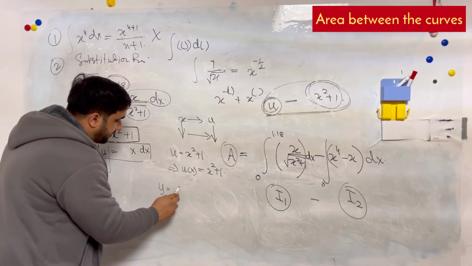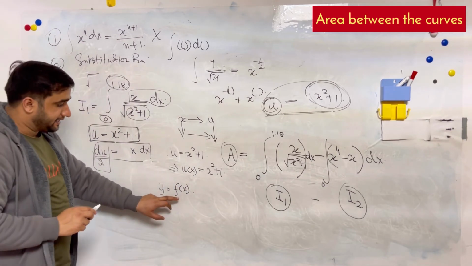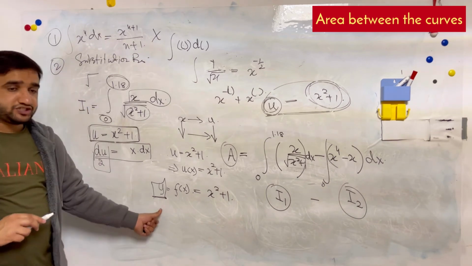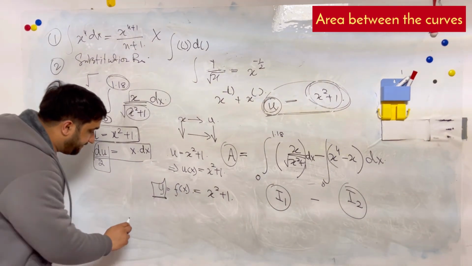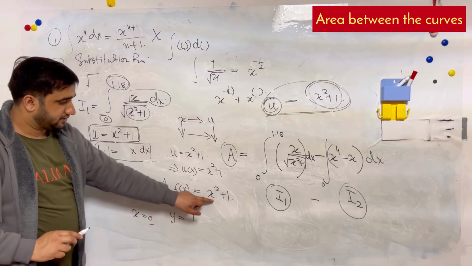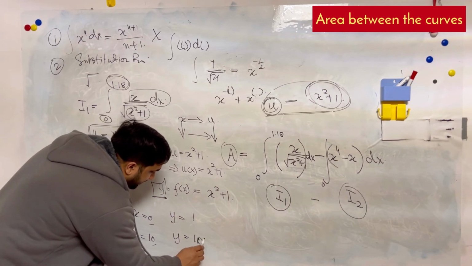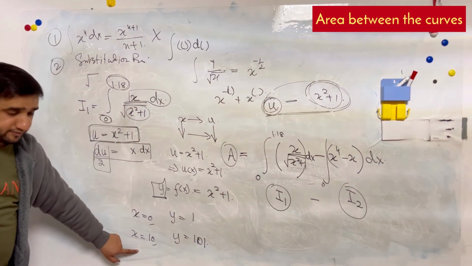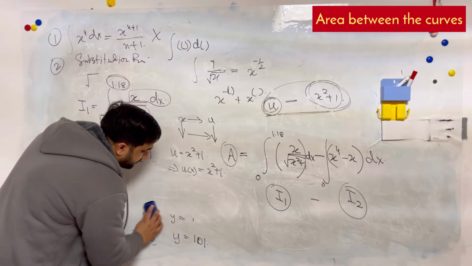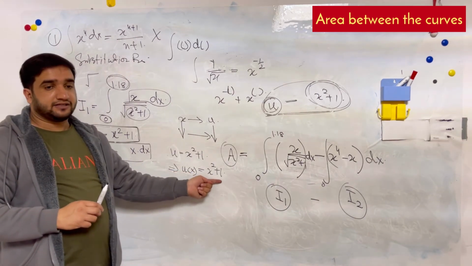Similarly, when you say your function y is equal to f of x, it means y, or your function f, is dependent on x. When you write x square plus 1, it means the value of y will change when you change the value of x. If x is equal to 0, then the value of y will be 1. When x is equal to 10, the value of y will be 101. So when you change the value of x, the value of y is changing. That is the same case here. We have shifted from x to u, but u is very much dependent on the value of x.